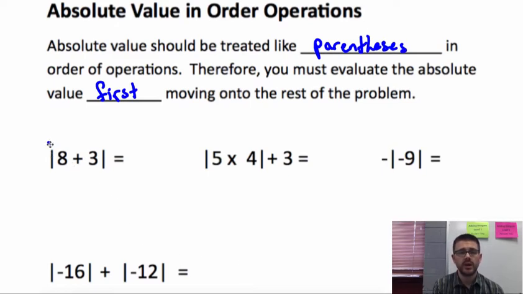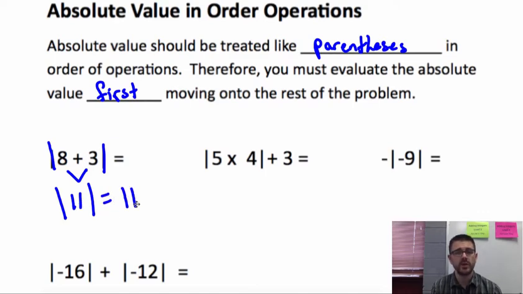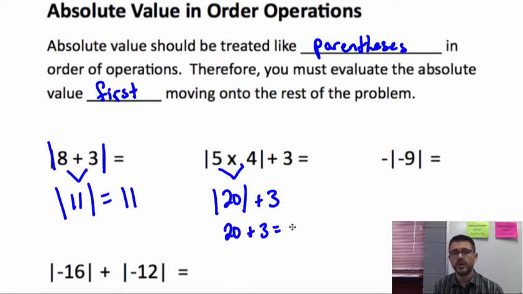So here, I'm in my absolute value, so I got to do the problem first. 8 plus 3 is 11. Now it's still an absolute value, so now I ask, how far is it away from 0? 11 is 11 steps away from 0. Again, in the absolute value first, 5 times 4 is 20. Everything else stays the same. The absolute value of 20 is 20. It's 20 steps away from 0. 20 plus 3 is 23.